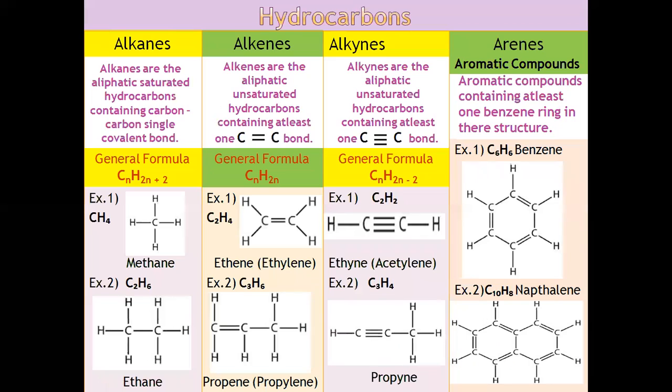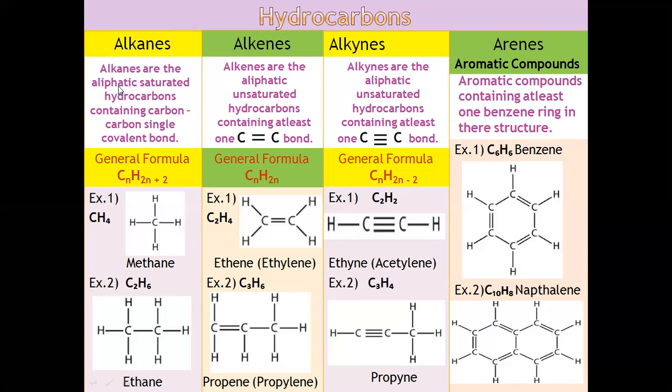Now, hydrocarbons. Hydrocarbons are mainly of four types. The first is alkanes, the second is alkenes, the third is alkynes, and the fourth is arenes, also called aromatic compounds. First, alkanes. Alkanes are the aliphatic saturated hydrocarbons containing carbon-carbon single covalent bonds.